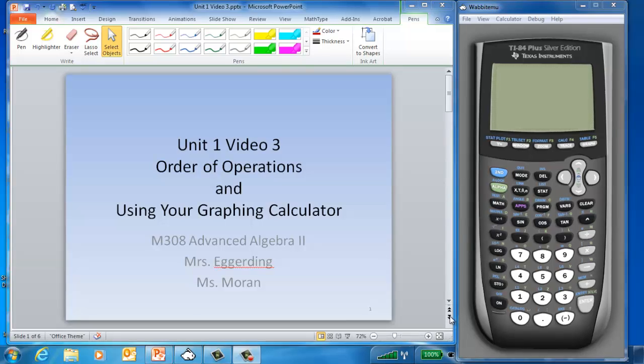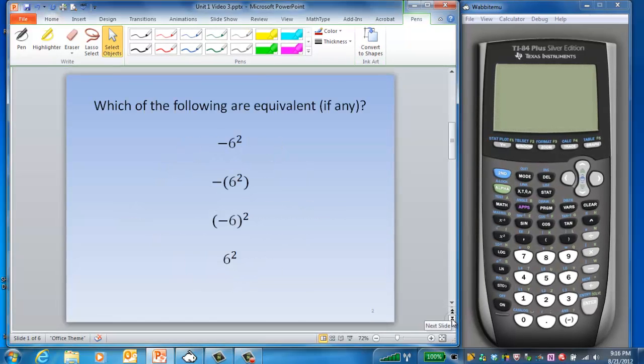But before we get to that, we want to know which of these following are equivalent, if any of them are. An equivalent would mean after I simplify each one, do any of them come up to be the same answer? So go ahead, think about it. There are 4 of them. 2 of them could be equivalent, 3 of them, none of them. Which ones do you think are equivalent? And go ahead and pause the video if you need to think about it a little bit more.